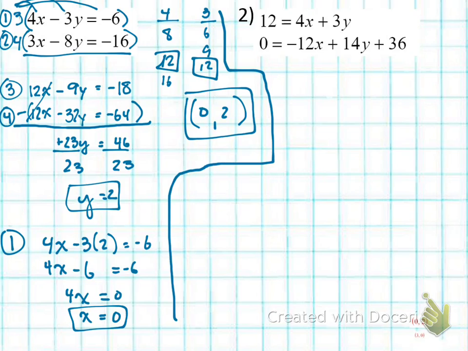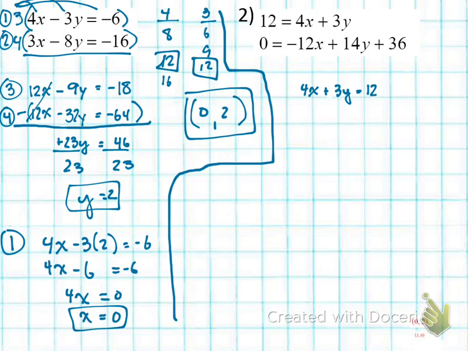Okay, number 2. So we got 12 is equal to 4x minus 3y. So everything's kind of disorganized on this one. And then we got the second equation, 0 is equal to negative 12x plus 14y plus 36. So the first thing, we have to organize everything. So let's take the first equation. I'm going to rewrite it. I'm going to put the 4x, just switch sides of the equal sign. So I'm using the symmetric property. 4x plus 3y is equal to 12.